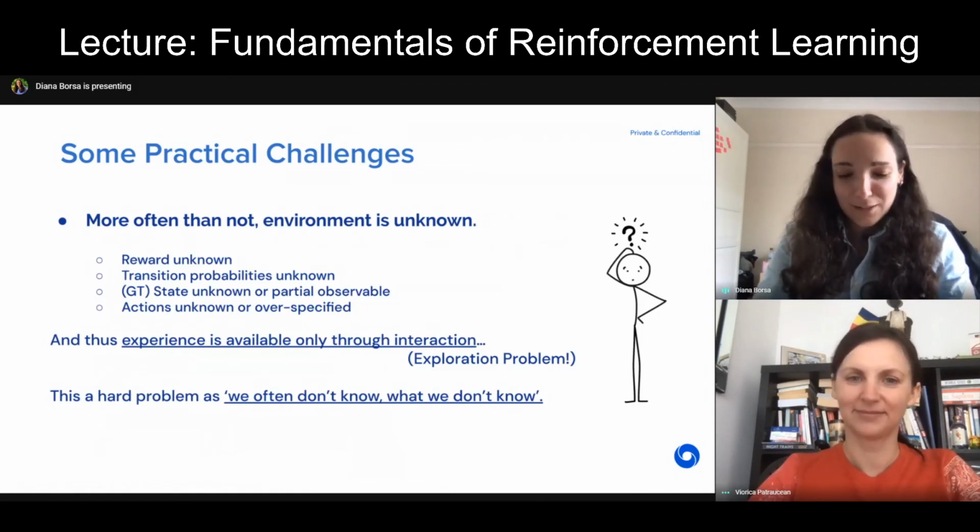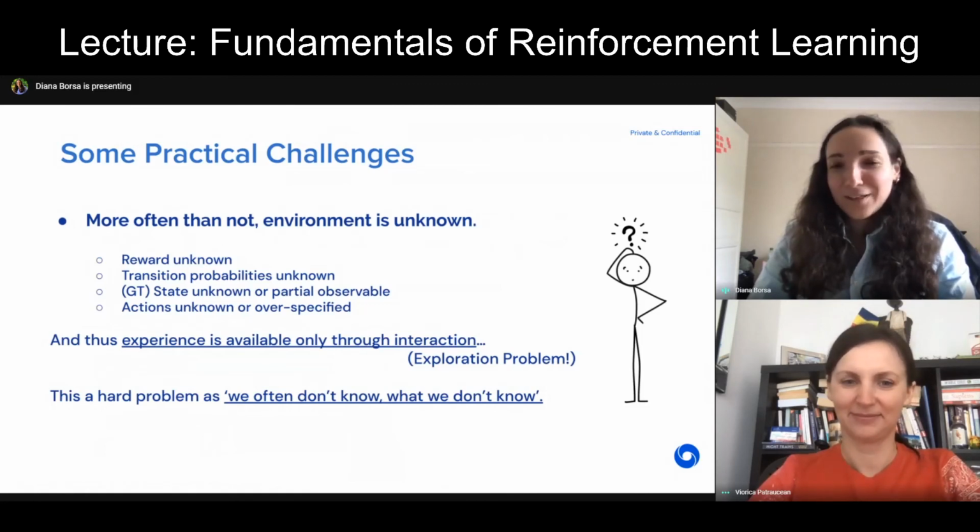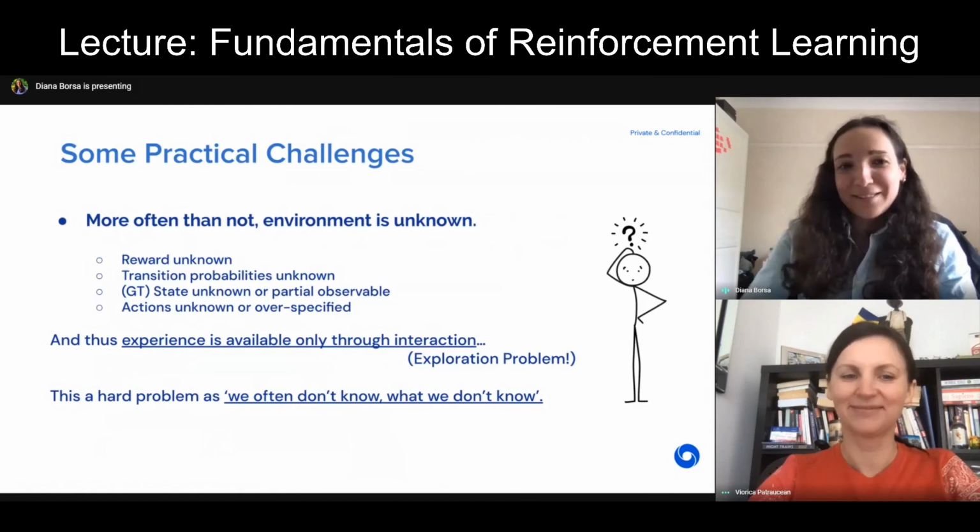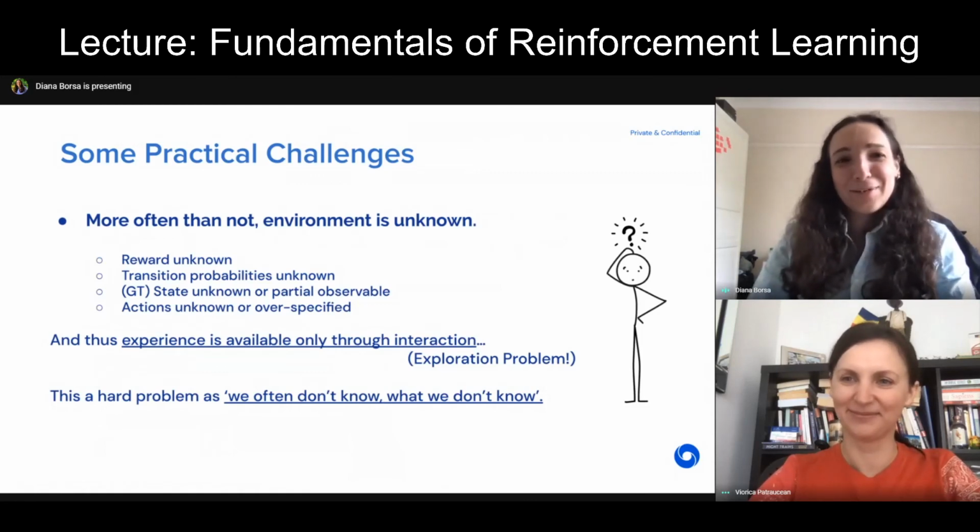So this is more an advert: if you want to start doing research in reinforcement learning, this is a good area to go into.